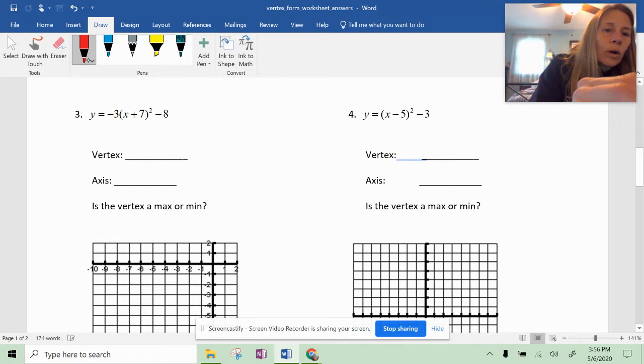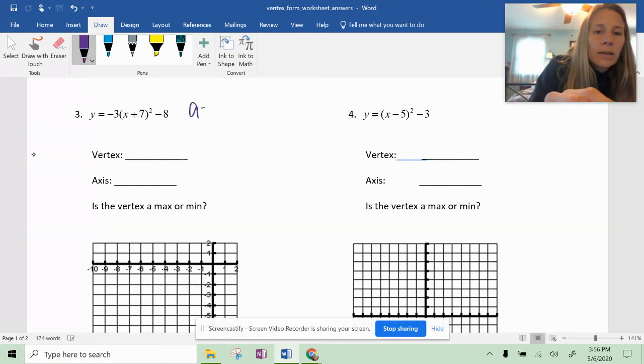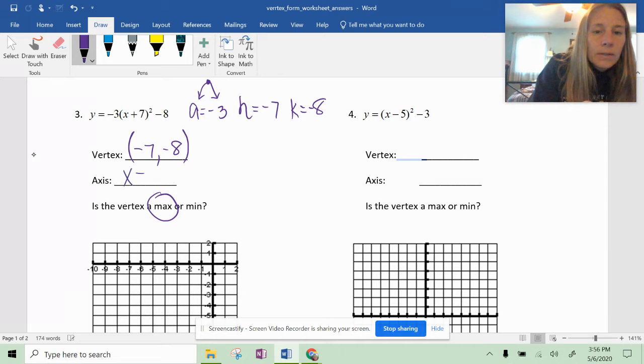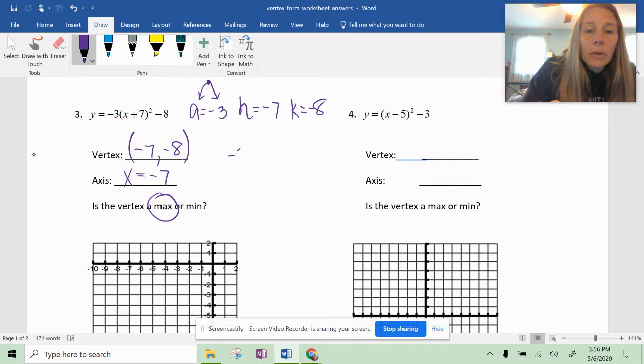Okay, so 3 and 4. So for number 3, my A is -3 this time, which means it's going to open down, making the vertex a maximum. My H is going to be -7, and my K is going to be -8. So that's going to make my vertex H and K -7, -8. And my axis of symmetry, x equals -7. When I do my graphing pattern, I'm going to take that -3 and multiply it to 1, 3, and 5, giving me -3, -9, and -15.